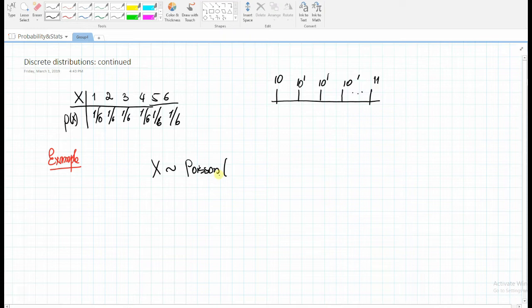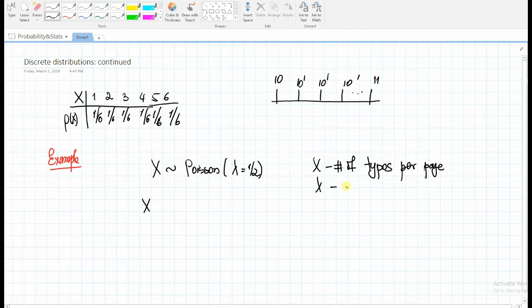What we need to find? X here is the number of typos or mistakes per page, right? Lambda is the average number of typos per page. So we need to find that in a randomly chosen page, the number of mistakes should be more or equal to 1, right? At least 1. So we need to find the probability that x is more or equal to 1, okay?